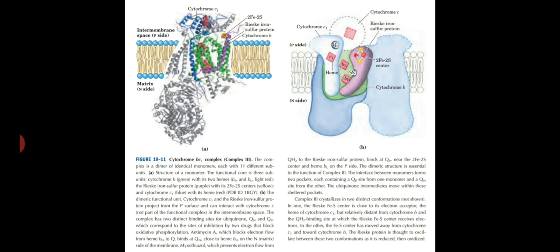Complex 3 of the electron transport chain accepts electrons from ubiquinol and transfers them to the electron carrier cytochrome C. It consists of an iron sulfur center, two B type cytochromes, Bl and Bh, and cytochrome C1.